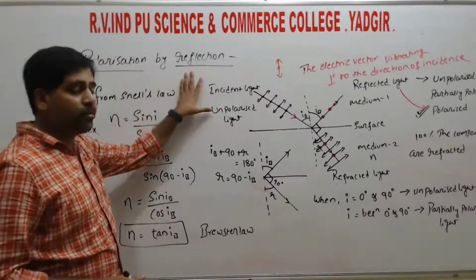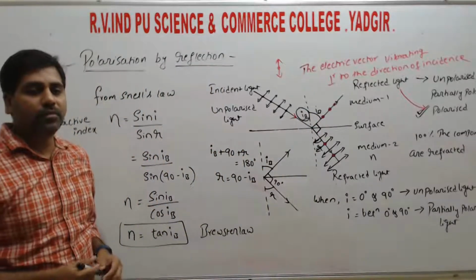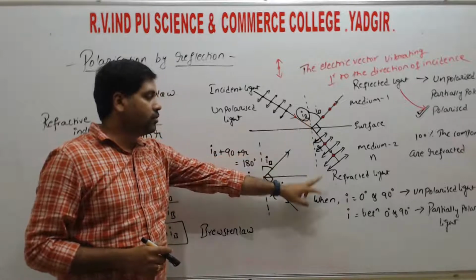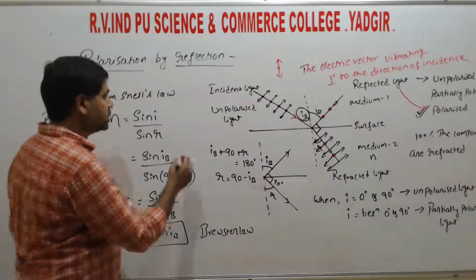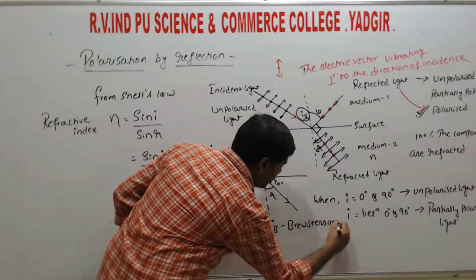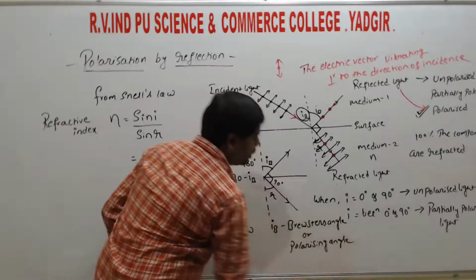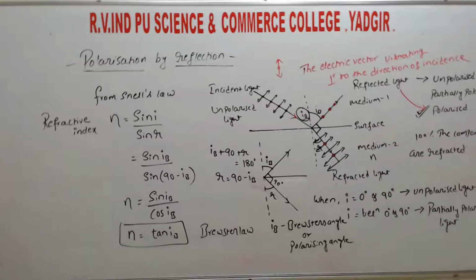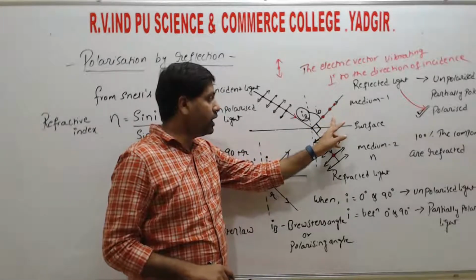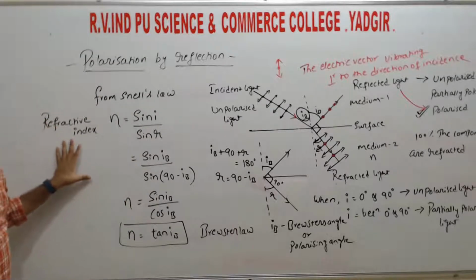So this is about the polarization by reflection. This polarization by reflection depends on the angle of incidence. We have to remember this one. It depends on the angle of incidence, and for a particular angle of incidence, IB, we call it Brewster's angle or polarizing angle, right? This proves that in the reflected light, the electric vectors vibrate only in one plane, that is perpendicular to the plane of incidence, right? So this completes the polarization by reflection.